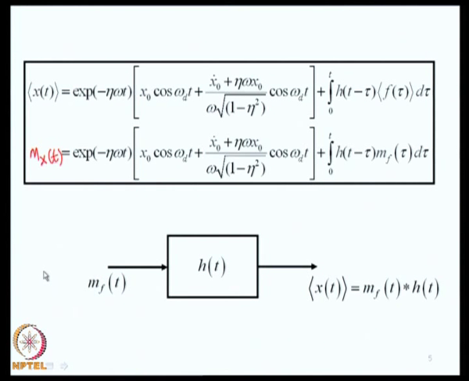Thus, we can consider this equation schematically as shown here. What goes into the system is the expected value of f(t), and what comes out is the convolution between h(t) and the mean m_f(t) to produce the expected value of x(t). Okay. So, this is the input-output relation for the expected value of the response in terms of the expected value of the input.